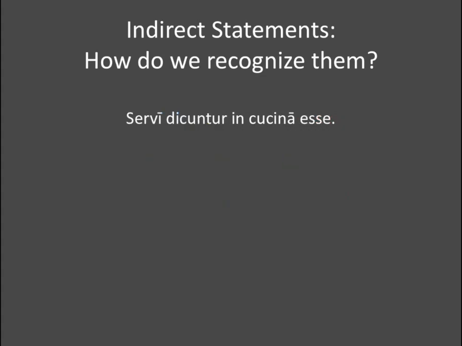And now another example. Servi dicuntur in cucina esse. The head verb dicuntur introduces the indirect statement. The verb in the reported speech is the infinitive esse. Because dicuntur is passive, we do not expect there to be a subject of the infinitive esse, and there is not one. So let's translate the sentence.